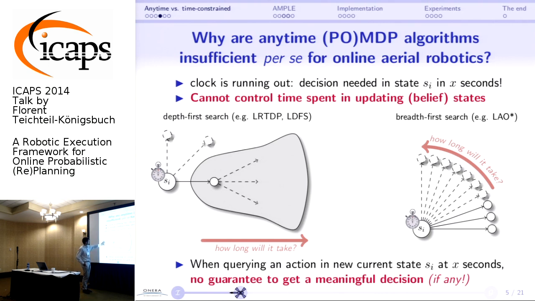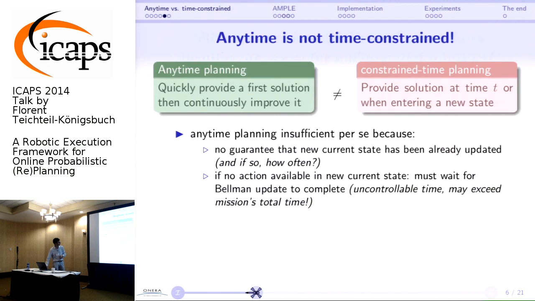For instance, in depth-first search, you don't really know the time that you will spend exploring this branch, or in breadth-first search, you don't know how long it will take at least to generate the successors and to compute the heuristic. You can know the worst-case computation time, but still this worst-case computation time is not very relevant.